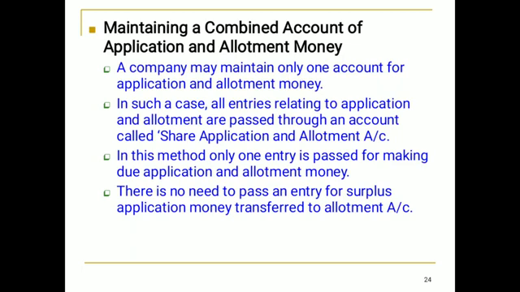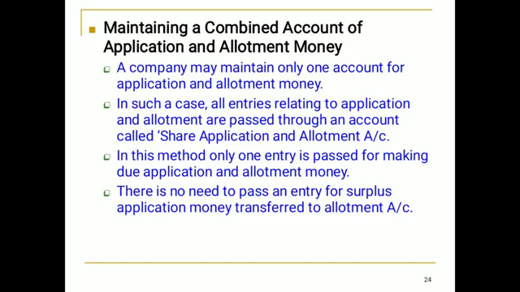In such a case, all entries relating to application and allotment are passed through an account called share application and allotment account. What is the case otherwise? You are writing it separately. You are writing it as share application account, and in case of allotment, you are writing it as share allotment account. No. You will be writing it as share application and allotment account instead, in this case only. Why? Because the combined account is to be maintained.